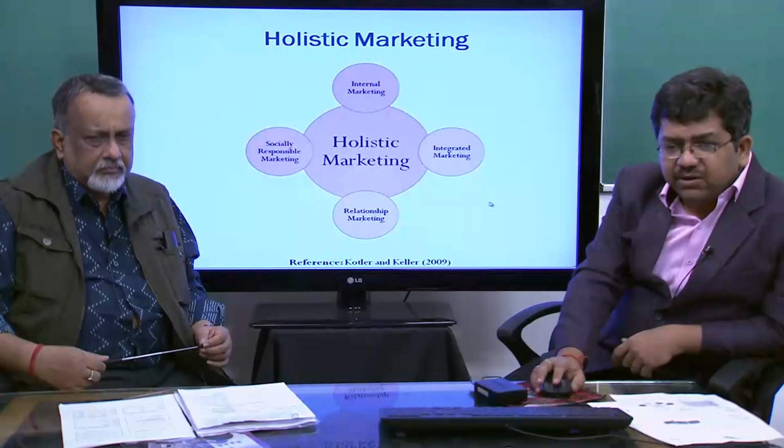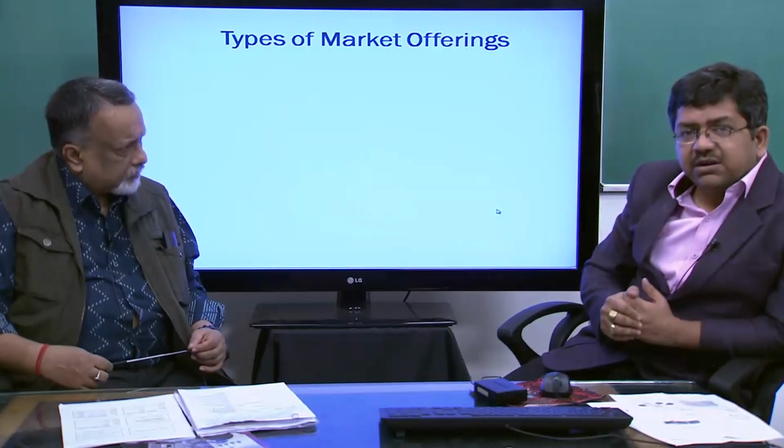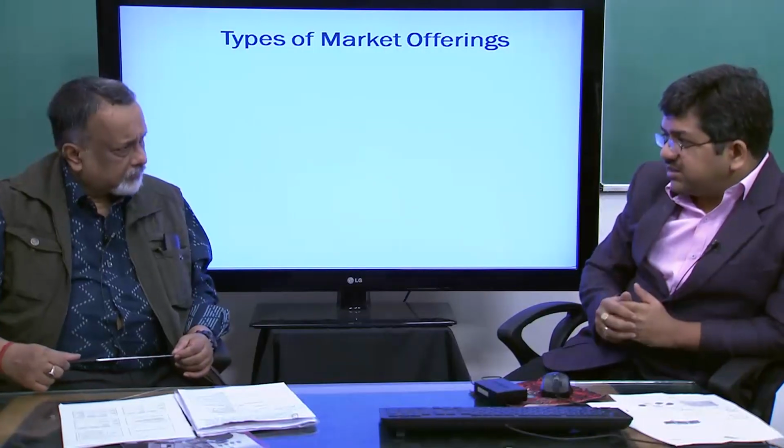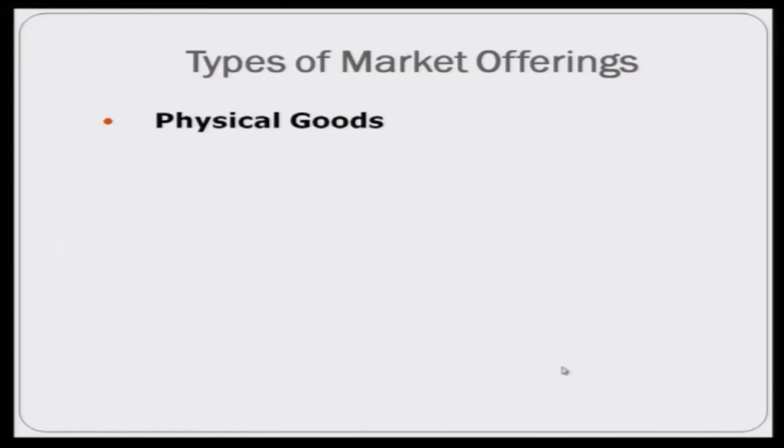Now, we will briefly talk about the different types of offerings provided by sellers in the market. One very common market offering is physical goods. As we understand, all the output of the manufacturing sector is part of physical goods, and then you have consumer durables and all those products.